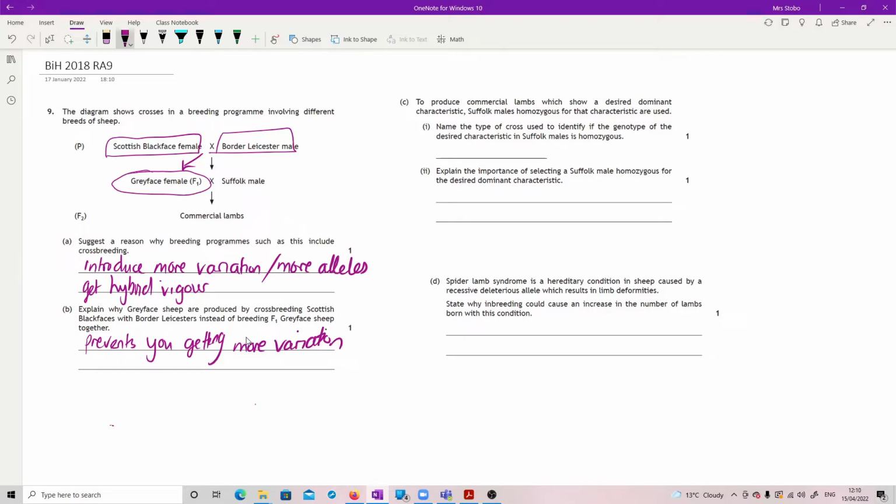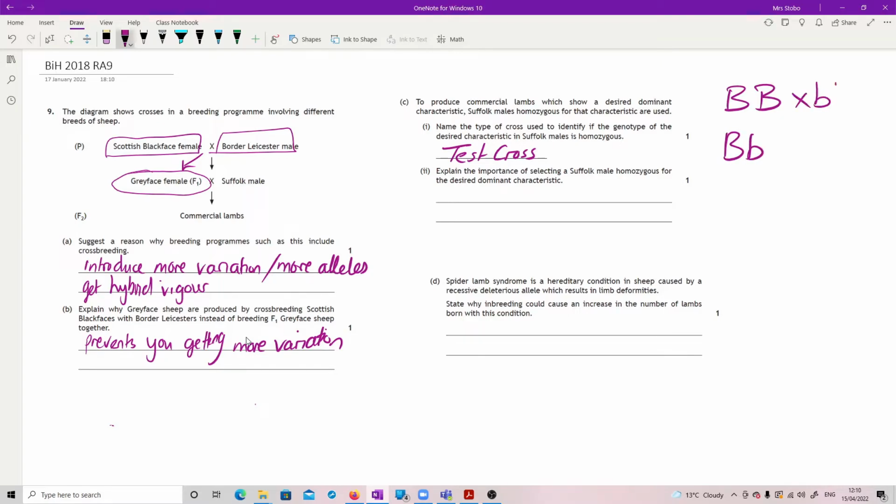Okay, to produce commercial lambs which show a desired dominant characteristic, Suffolk males homozygous for that characteristic are used. Name the type of cross used to identify if the genotype of the desired characteristic in Suffolk males is homozygous. Okay, this is a test cross, because you're trying to work out what's there. It's the difference between, I don't know if it's this or this.